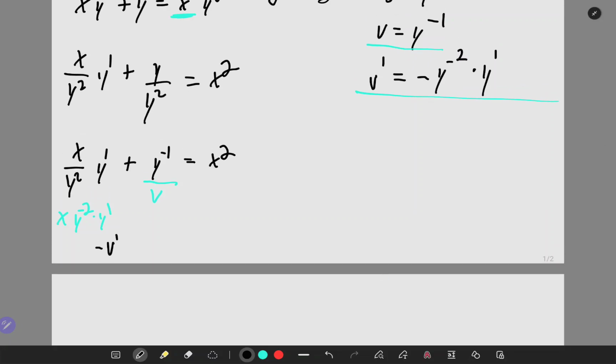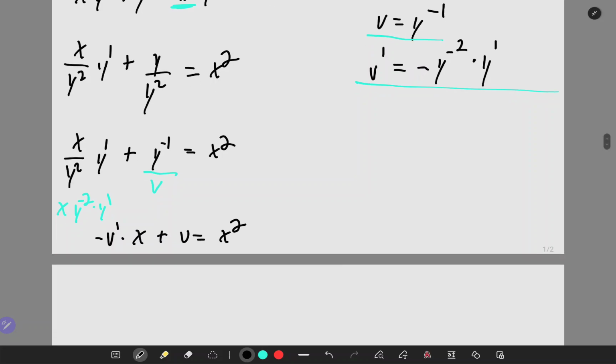So now we have this, and don't forget the x that was there as well, times x plus v is equal to x squared. Now we can get rid of this first x up here by dividing everything by x. So minus v prime plus v over x is equal to x.